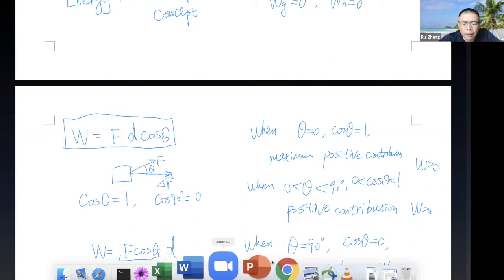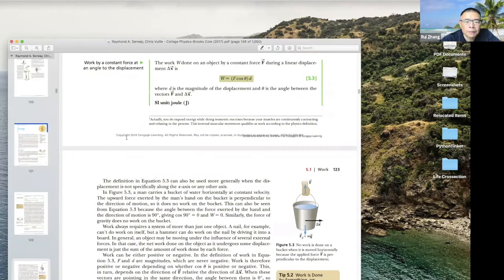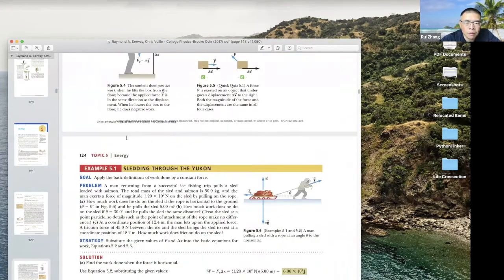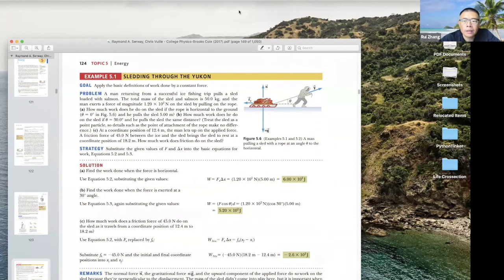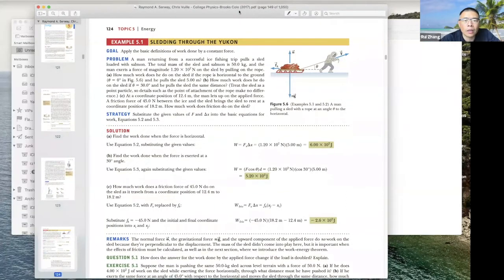Okay, so with that, let's go to an example. Let's do this example 5.1. Okay. Sliding through the Yukon. Okay, so basically you have a man doing ice fishing, pulling a sled loaded with salmon there. Okay, you are given the total mass of the sled and salmon, which is 50 kilograms. Okay, and then you are also given the force given by the man, which is 120 basically.